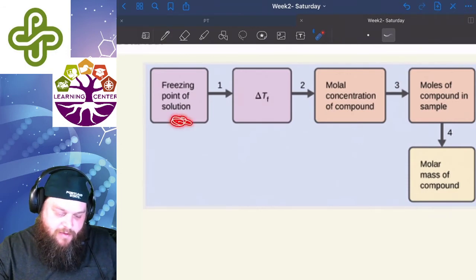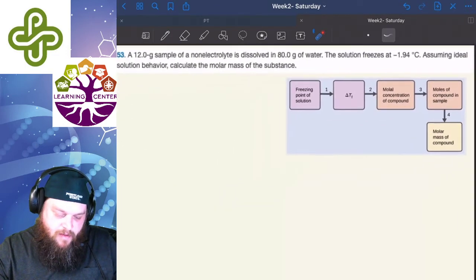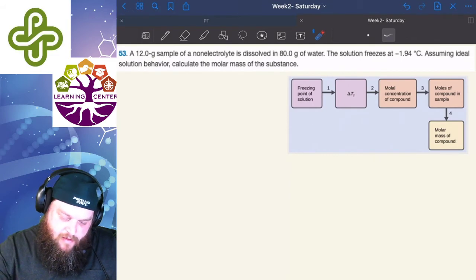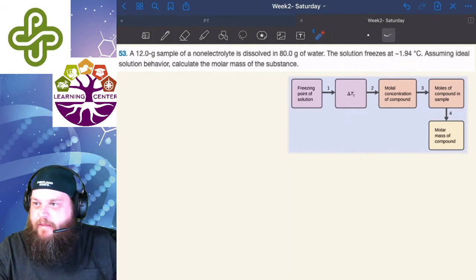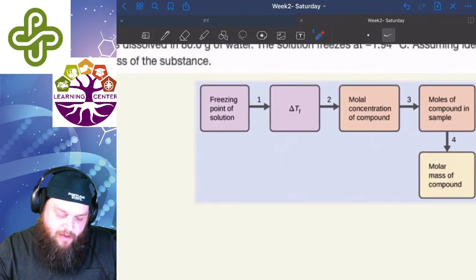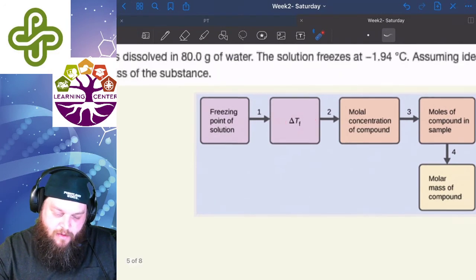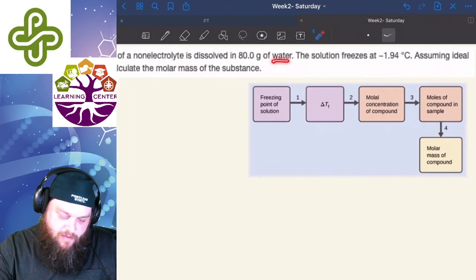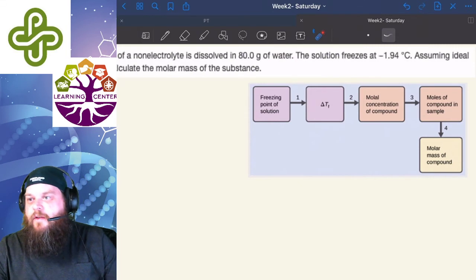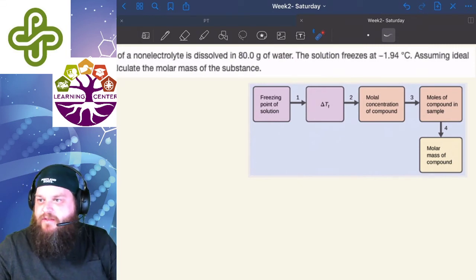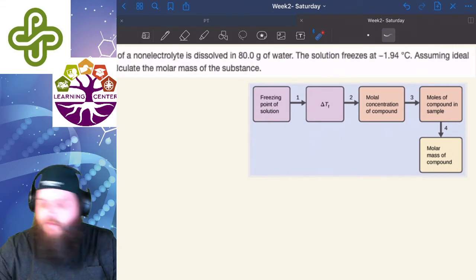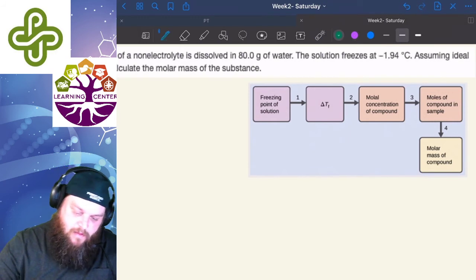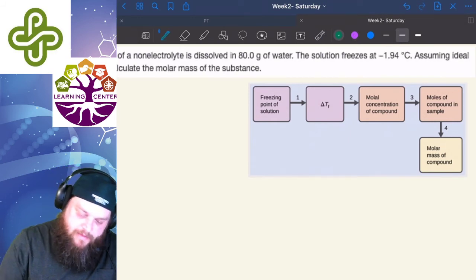First, we look at the freezing point of that solution. Here they're giving us that the solution freezes at that temperature. We use that to determine what that delta T is. In this case, the solvent is water. So water freezes at 0 degrees Celsius, so that delta T is going to be 1.94 degrees C. It's going to be depressed by 1.94 degrees Celsius.